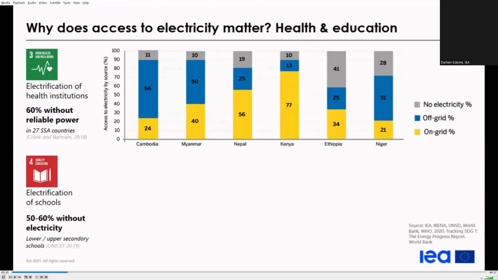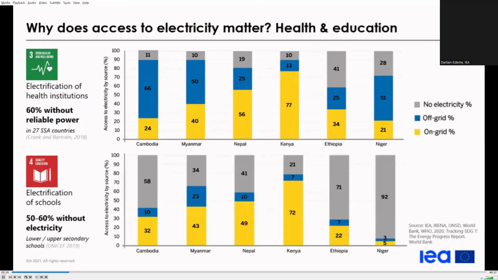Coming to education, we have between 50 and 60% of schools which are unelectrified, again with strong discrepancies and with some variability in the source of power. This can come from the grid or from off-grid sources.